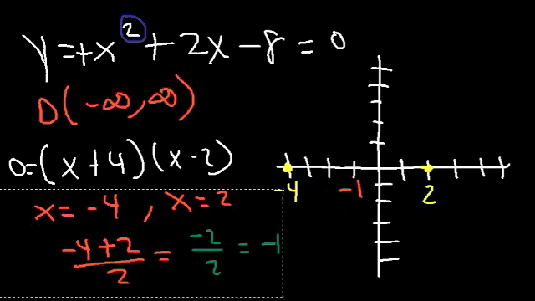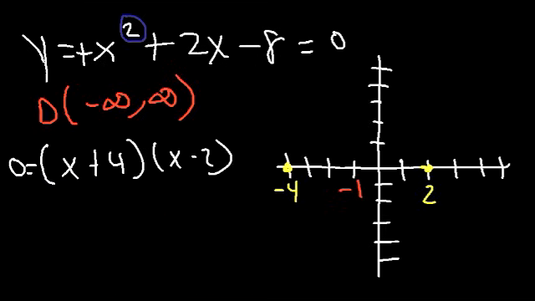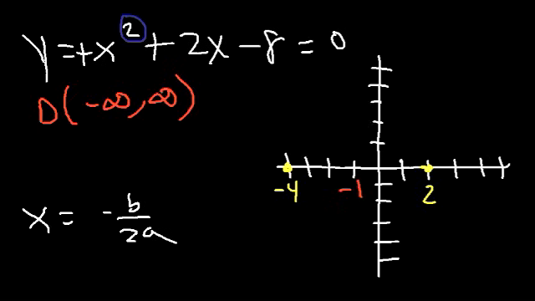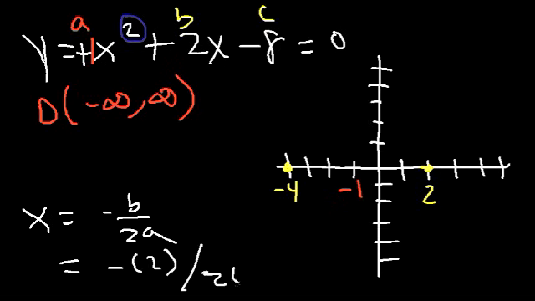Now you can also find the x-coordinate of the vertex by using this equation. X is equal to negative b over 2a. A is the number in front of x squared, which is 1. B is the number in front of x, which is 2. And C is negative 8. So it's going to be negative 2 divided by 2 times 1. So negative 2 over 2, that's going to be equal to negative 1, which we have that. So now you have two ways that you can use to figure out the x-coordinate of the vertex.